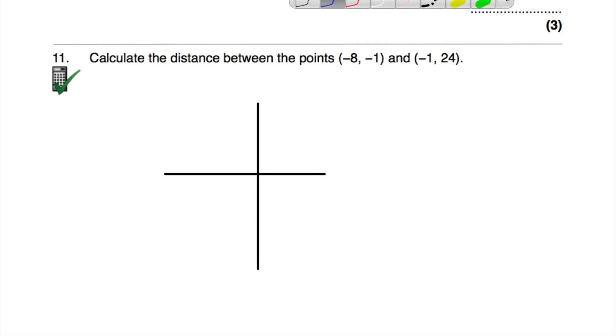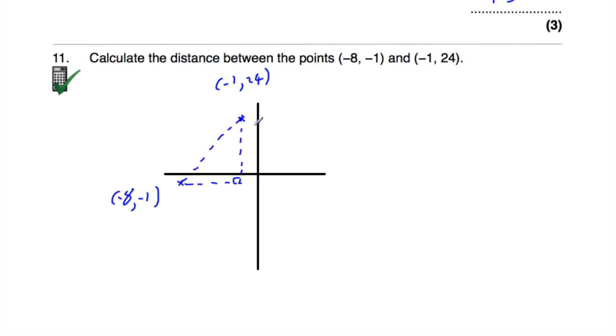And we have got here the points -8, -1. So -8 will be over here somewhere. -1 will be just down 1. And then -1 will be there, and then 24 will be up there somewhere. So we've got those 2 points, -8, -1, and then -1, 24. And we want to calculate the distance between those points, so let's join them up. So we've drawn our little sketch of the right angle triangle.